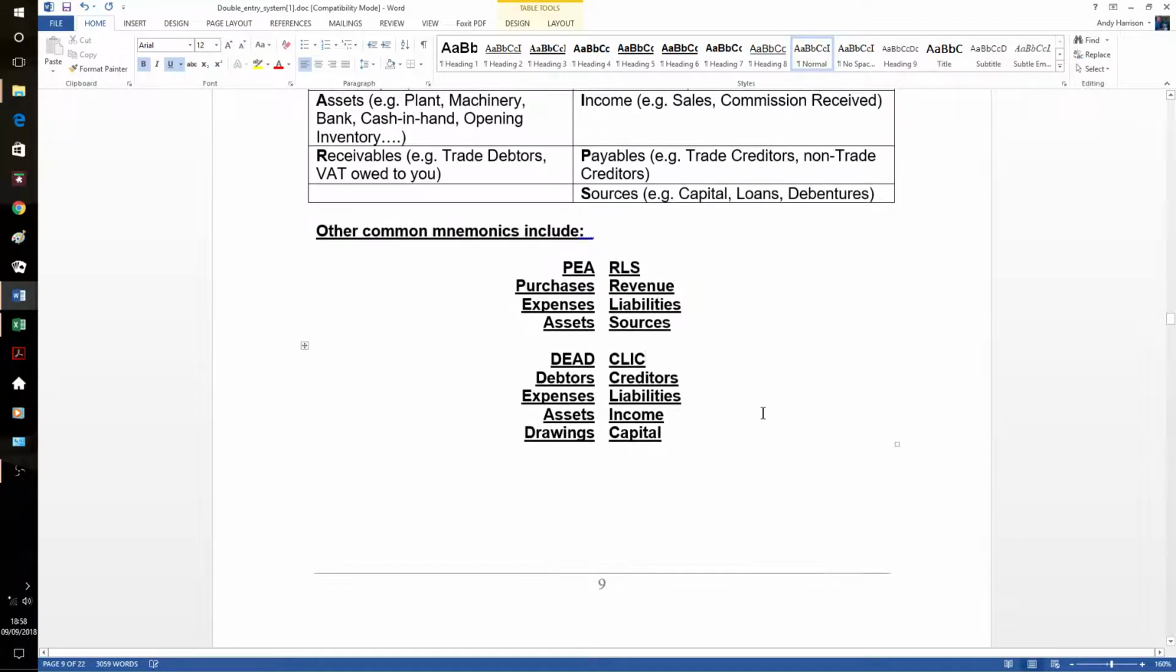Dead click. Debtors and creditors is obviously the outdated language, so that's why I don't particularly like this one, but expenses, assets and drawings is useful, liabilities, income and capital is useful. And that's our stage 1 double entry done.